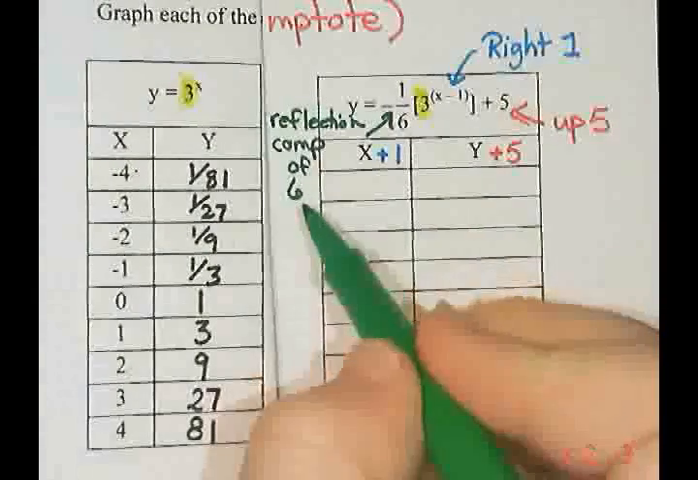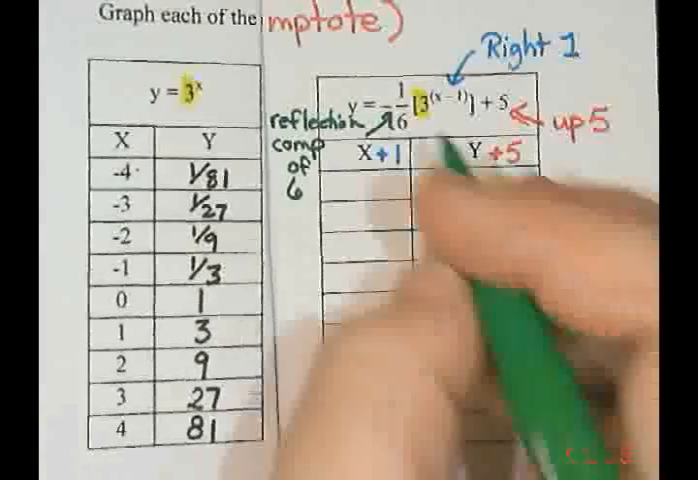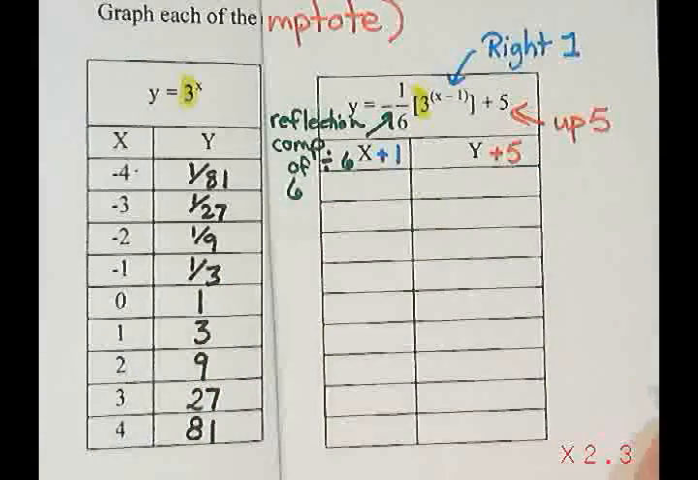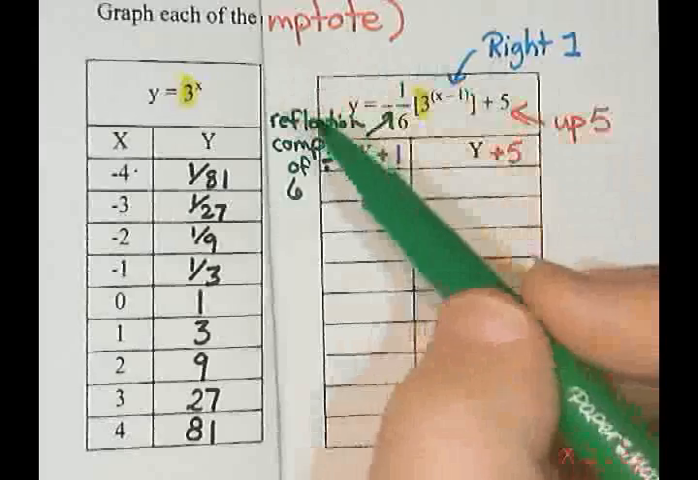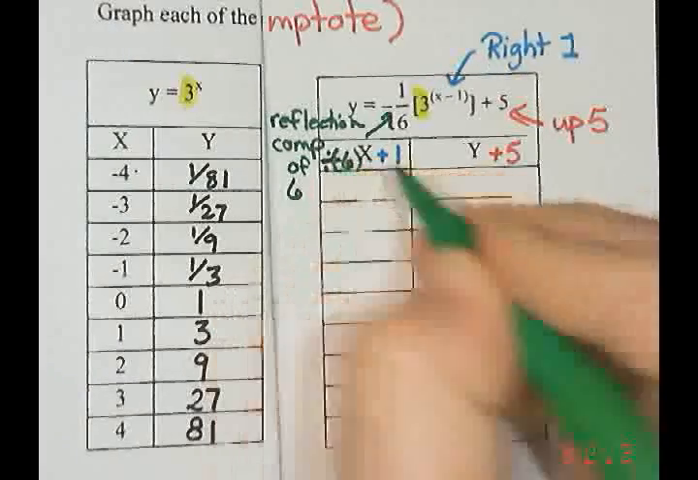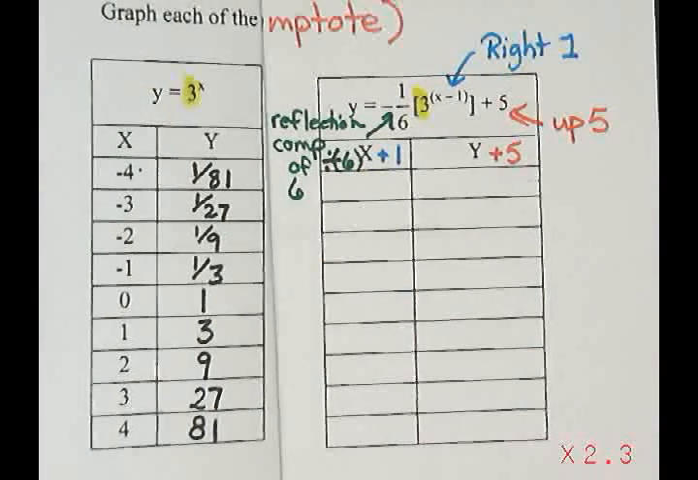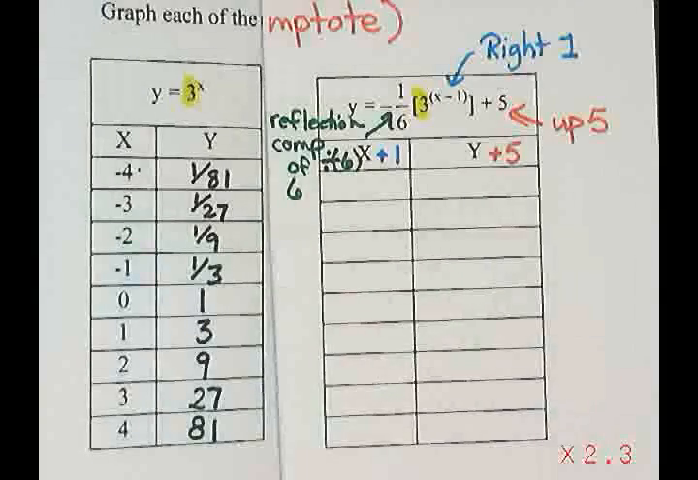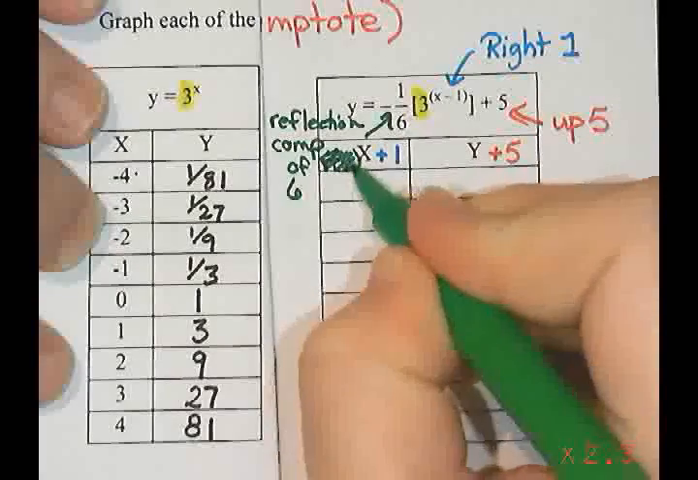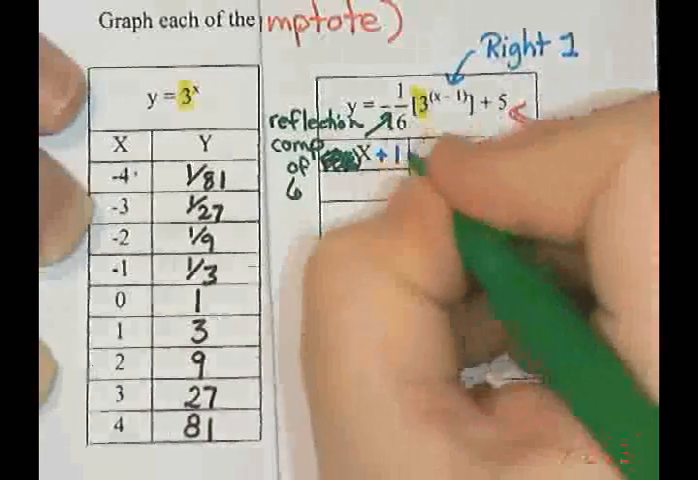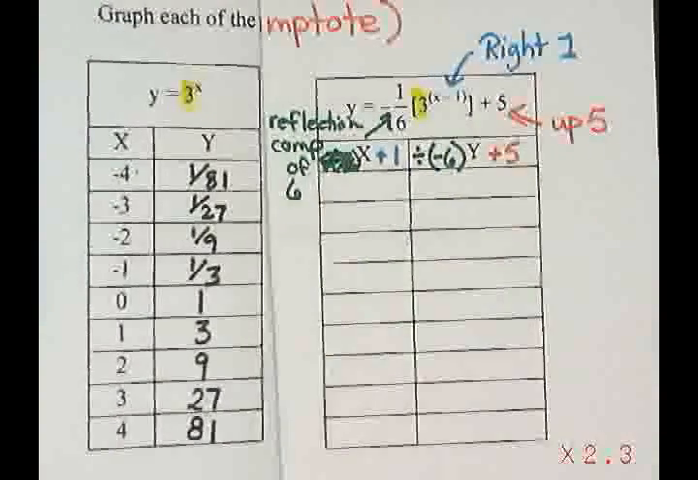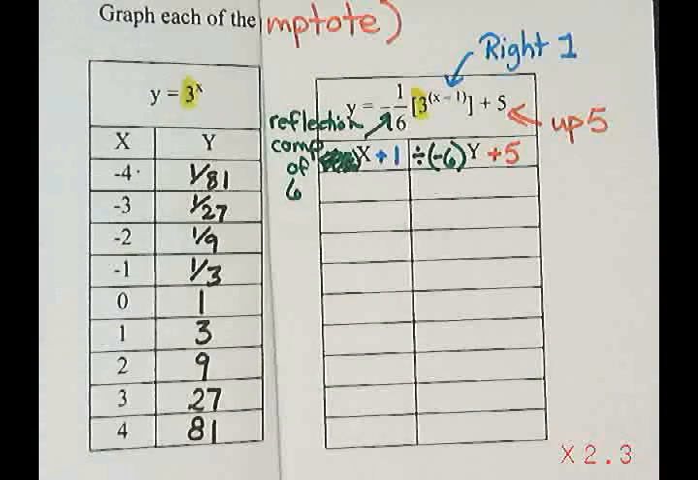So since it's a compression, we're not going to multiply this time. We're actually going to do the opposite, and we're going to divide. So when we're stretching, we multiply, and when we're compressing, we divide. And to get the reflection in there, I'm not just going to divide by regular old 6. I'm going to divide by negative 6. So I'm going to get my calculator going, and you'll notice, hopefully you caught it, I wrote that on the wrong side. It doesn't change the x, it changes the y. So we're going to divide this by negative 6. Sorry about that. Okay, so let's calculate.